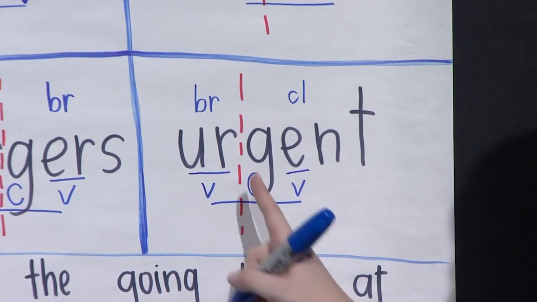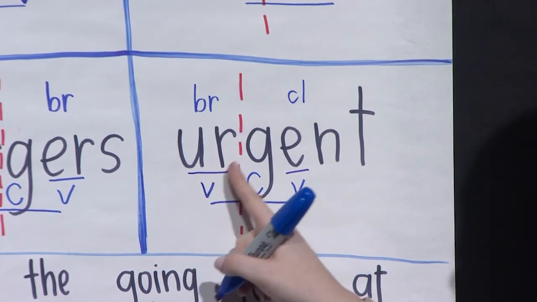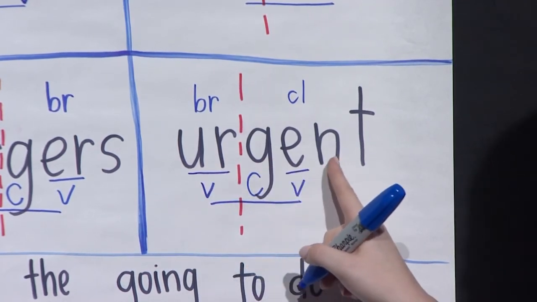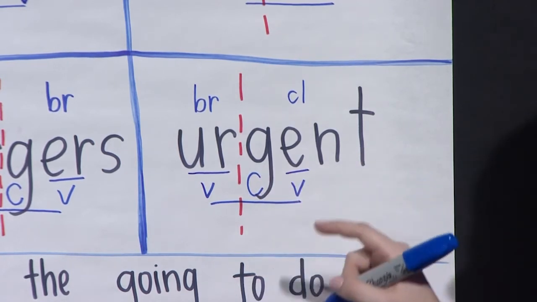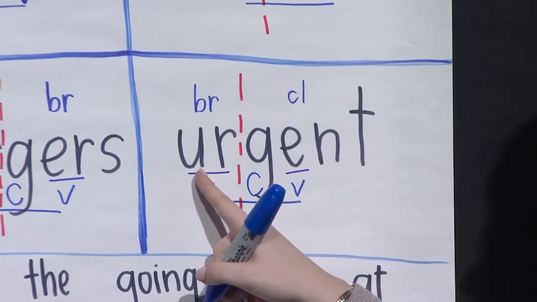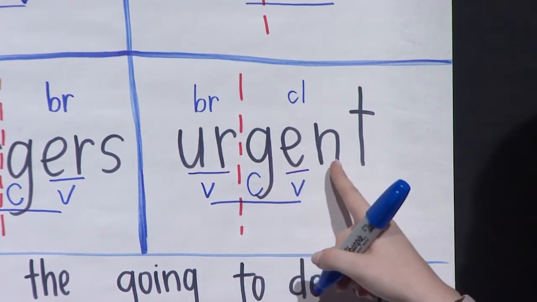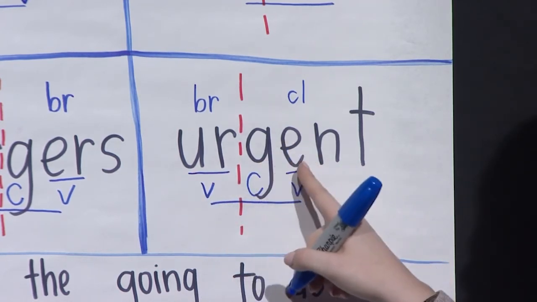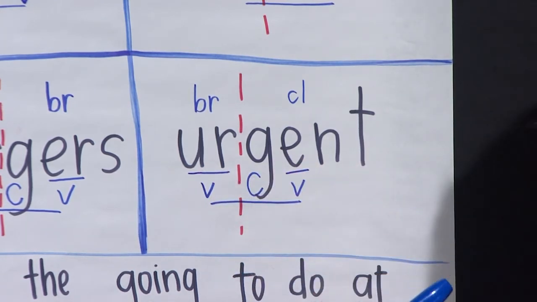All right, let's read each syllable and blend this word. Are you ready? Here we go. All right, put it together. Urgent, urgent. Very good.